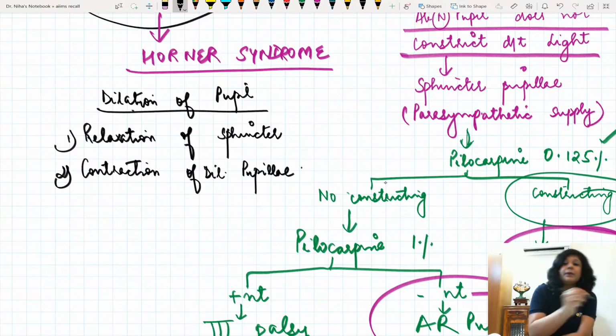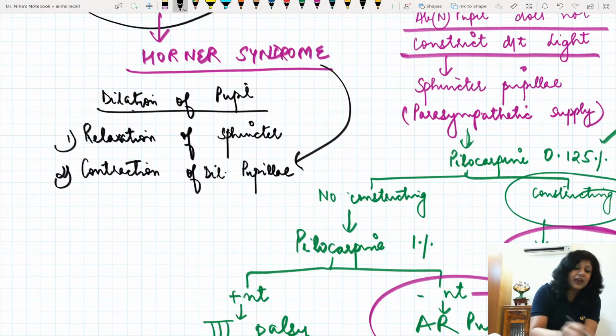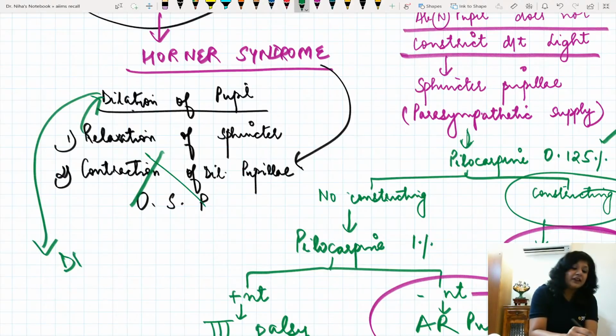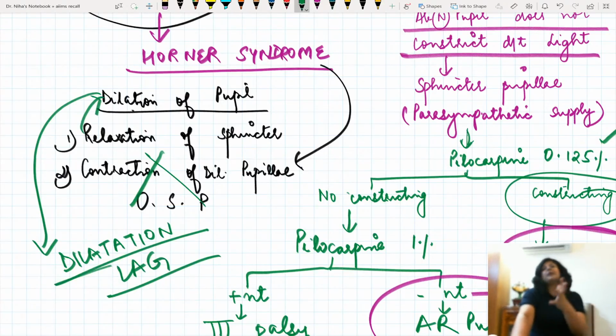Now in Horner syndrome, we are having oculosympathetic palsy. So I will not get this contraction of dilator pupillae. So I am getting this dilatation only due to the relaxation of the sphincter, and therefore what I am going to get is the dilatation lag. So this is a very important term that you can say with respect to the Horner syndrome. There is always a dilatation lag.